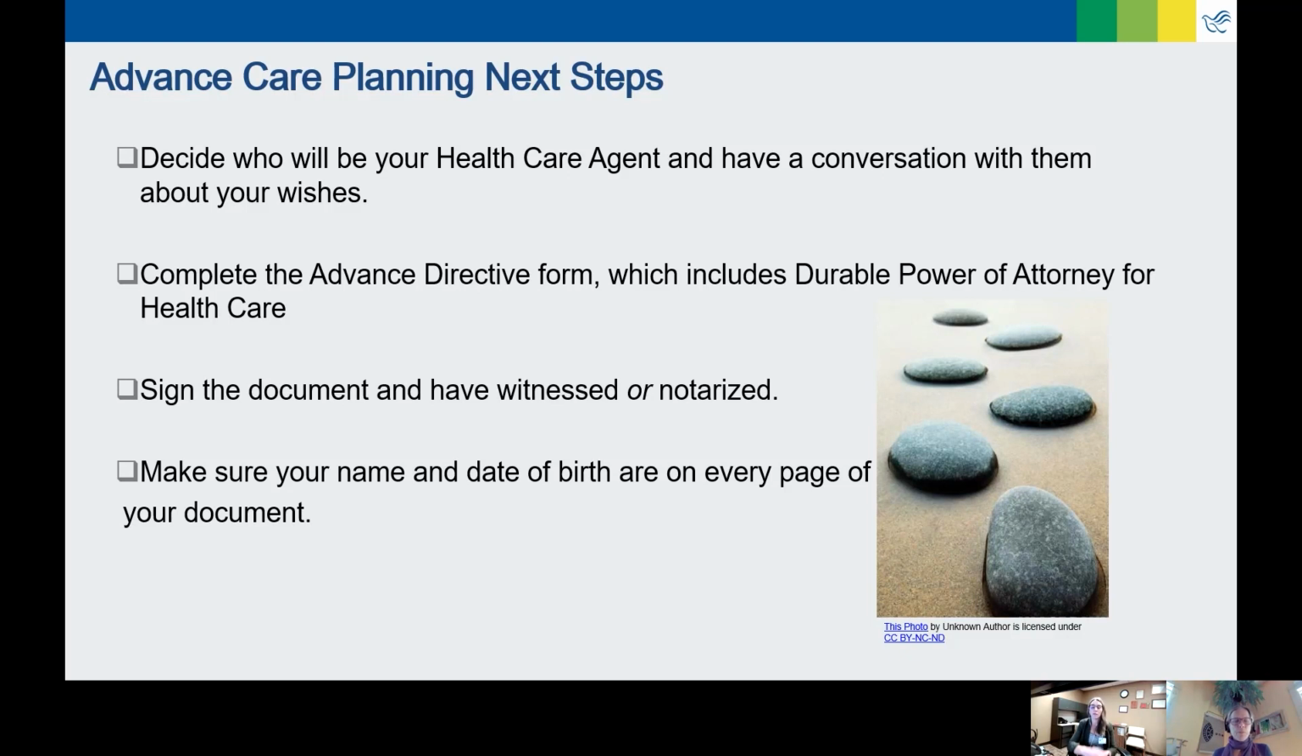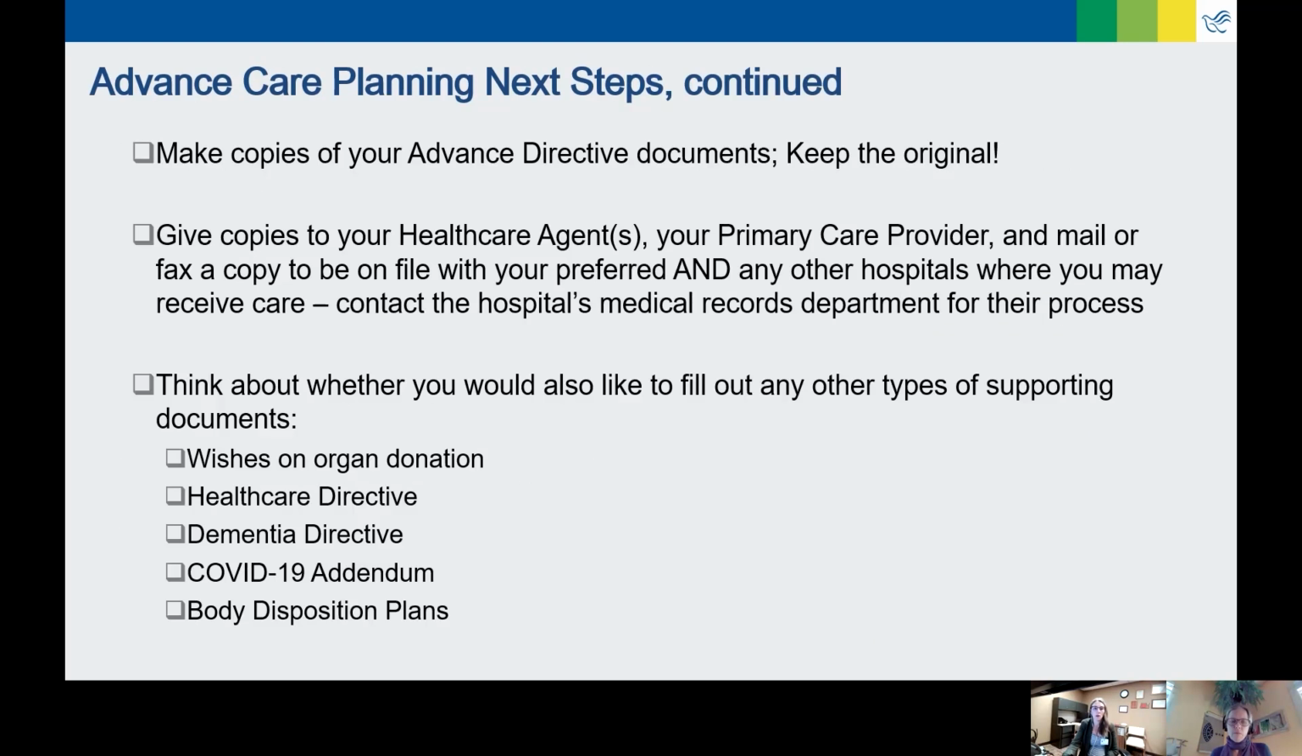Once you've completed that, as a last check, you want to make sure that your name and date of birth are on every page of your document before you move forward. Once it's completed, you've got your people in place, you've had those conversations, you've signed it in front of your witnesses or your notary, and your name and date of birth are on every page, you'll then make copies of your advance directive documents. You want to keep the original.